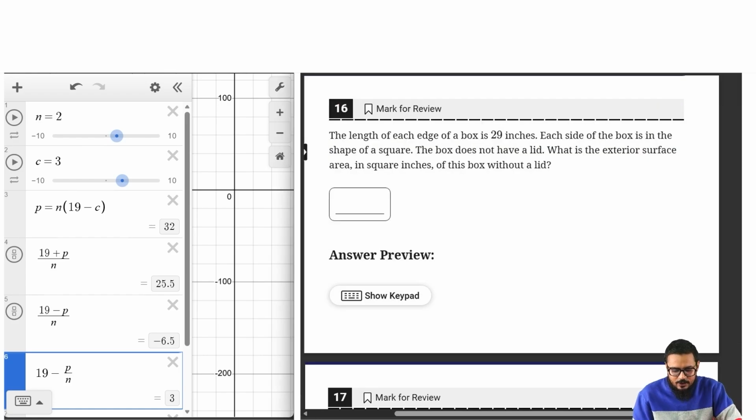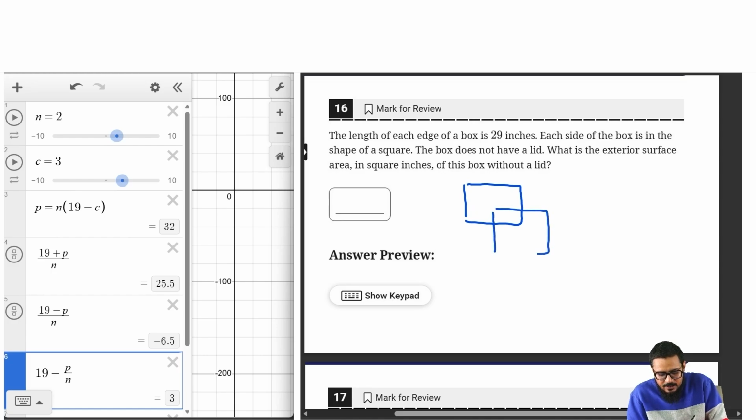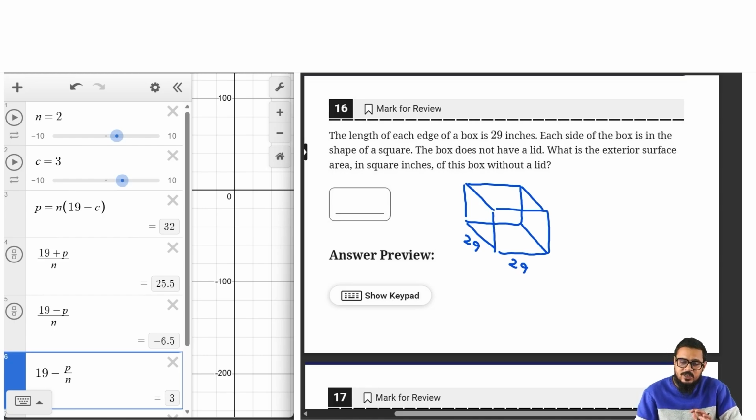For this one, the length of each edge of a box is 29 inches. Now each side of the box is in the shape of a square, right? The box does not have a lid, so we have a cube over here, but the cube is actually open from the top. A cube is a shape which has 6 square faces, and since every single one of these faces is a square, I've got this length 29, so obviously this should be 29 as well. So in this case, I'm not going to find the surface area of all 6 faces, but instead the surface area of these 5 faces, because it's open from the top. You're going to take the bottom face, but you're not going to count your top face, right?